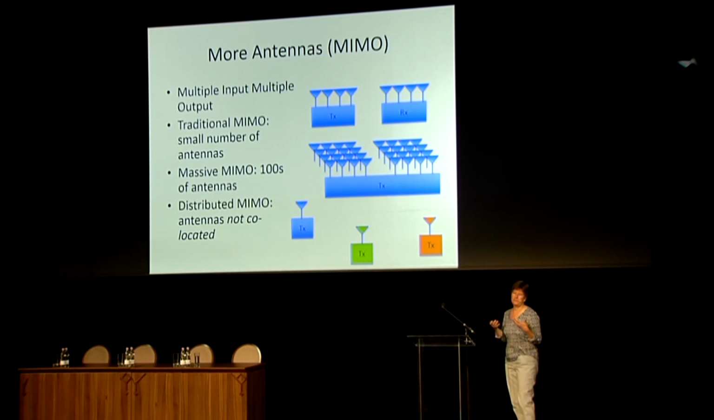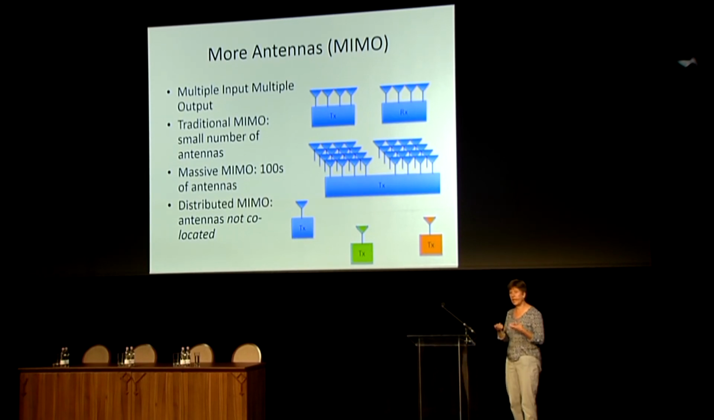Massive MIMO, as you can tell by the name, is essentially the use of many more antennas, hundreds of antennas, at a transmitter and potentially at a receiver, but it's useful also if it's just at the transmitter. Now, in distributed MIMO, the antennas are not co-located. You have lots of them. I didn't draw 100. You have lots of them, but they're not at the same location.